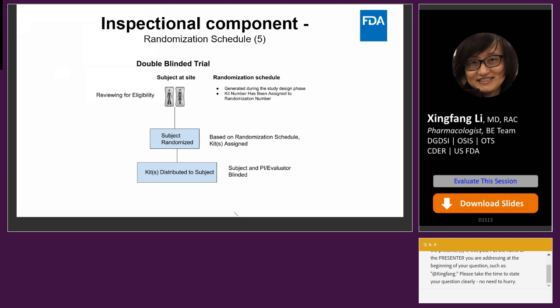This slide illustrates a double-blind trial. It differs from the open label in that the subject and the site personnel do not know the treatment the subject received. In this process, the qualified subject is assigned a randomization number based on the randomization schedule generated prior to the study initiation. The randomization number is associated with a kit number, not the exact treatment. The kit is distributed to the subject based on the randomization schedule without revealing the treatment.